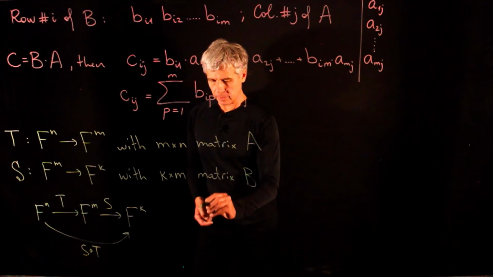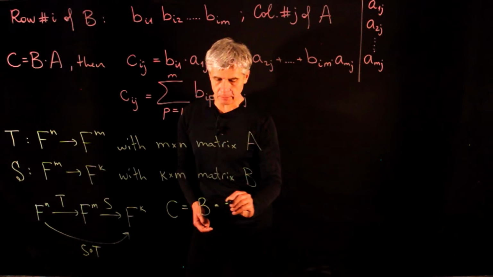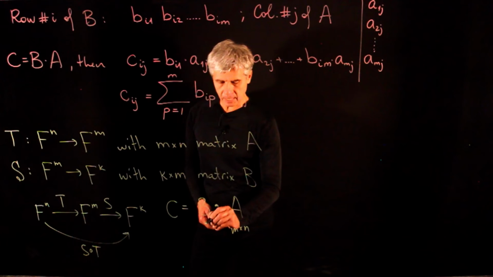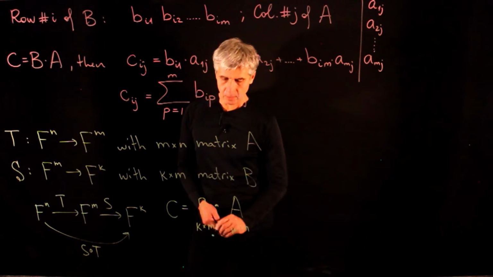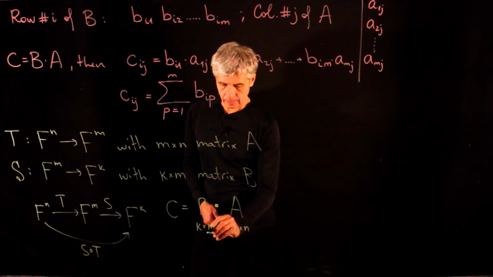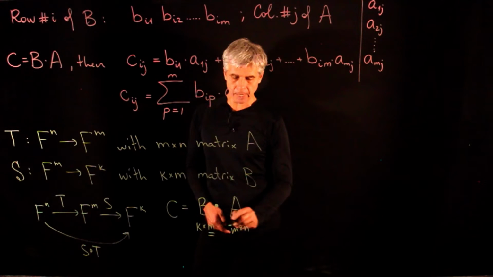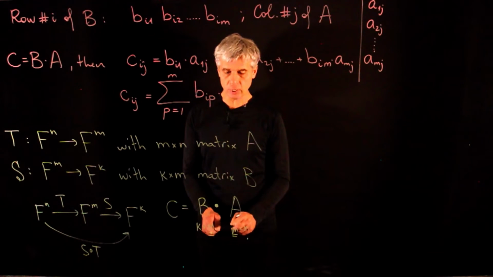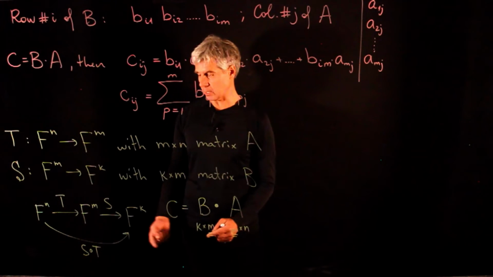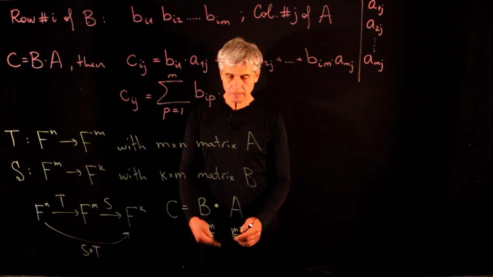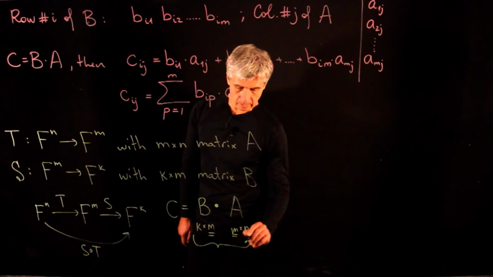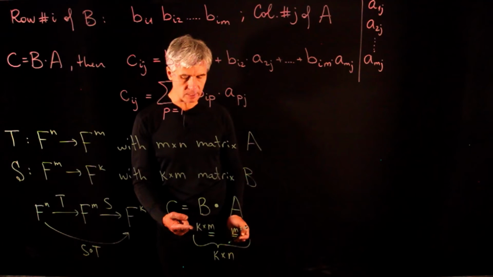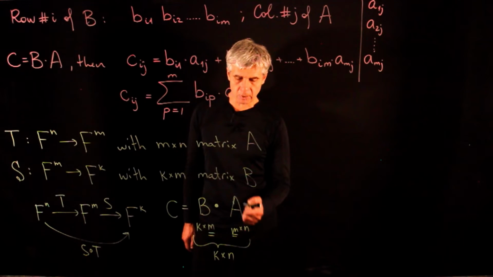On the level of matrices, if we have the product C is the product of matrices B and A, then A here is an M by N matrix, and B is a K by M matrix. So we can form this product only if the second dimension of the left factor matches the first dimension of the right factor, right? If these two numbers do not match, then we simply cannot form the product of these two matrices, and we cannot form the composition. But if they match, then the dimension of the product will be K by N. So these matching numbers will disappear, and we take just the first dimension of the left factor with the second dimension of the right factor.